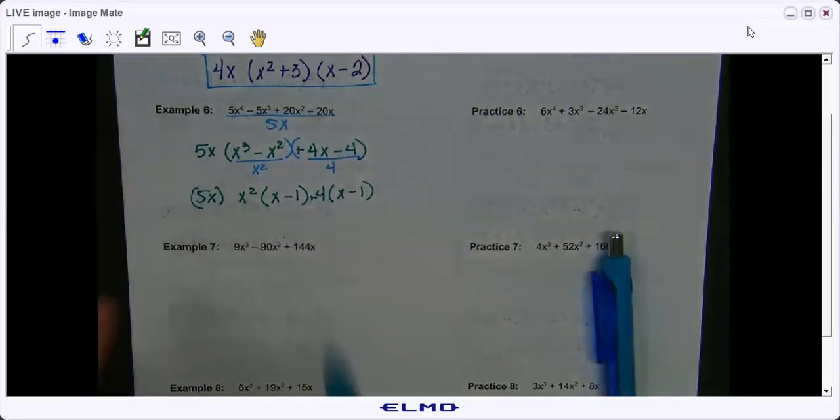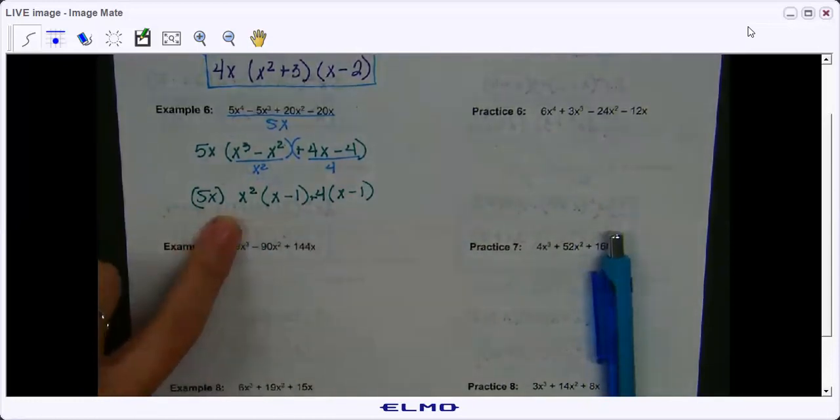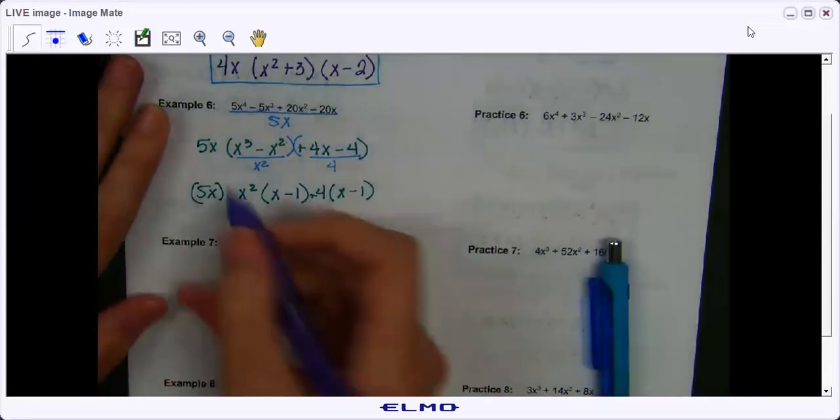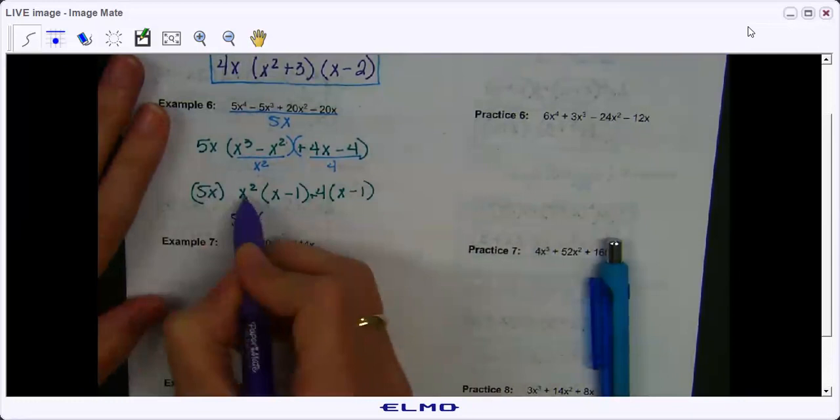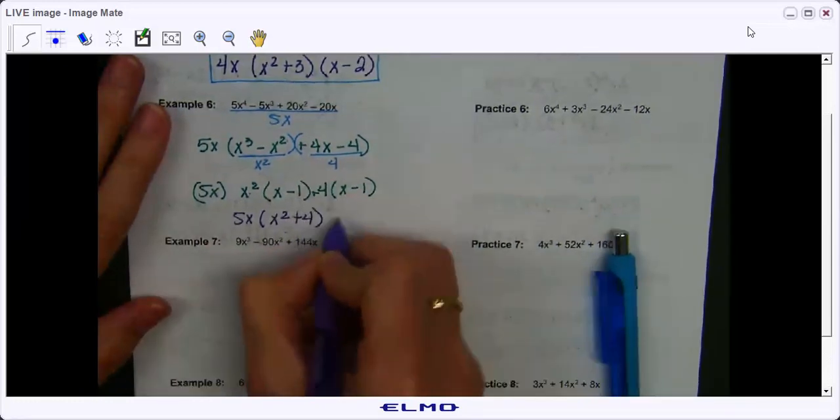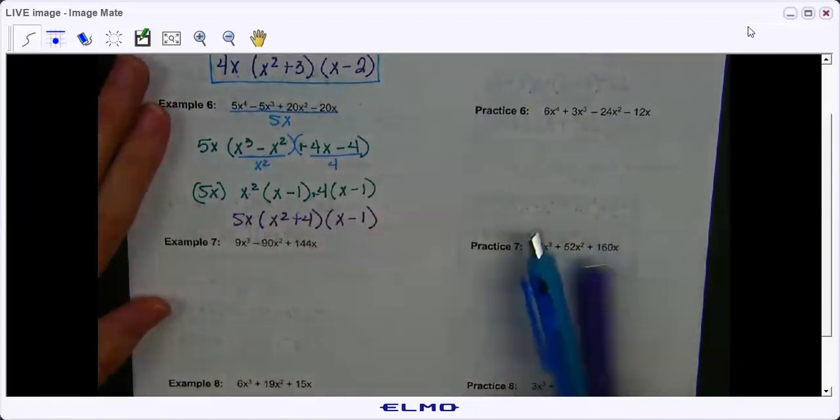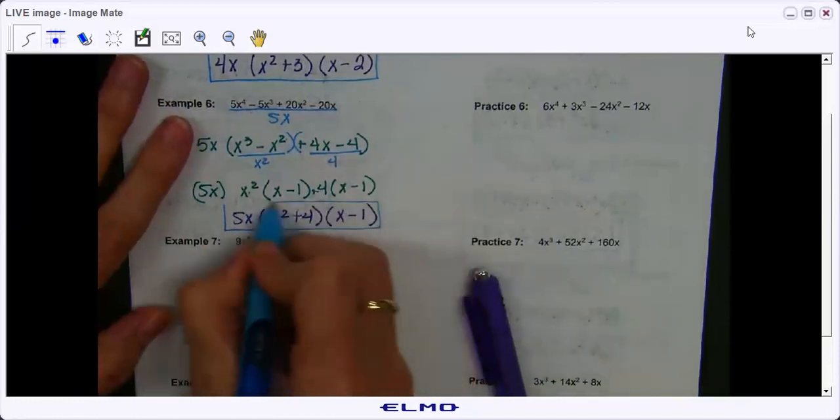A lot of times students will want to multiply 5x times x squared, and you don't want to do that, okay? That wouldn't make it completely factored. Okay, so our final answer, we're going to take this 5x times x squared plus 4 times x minus 1. Okay. And this is our final answer. This one.